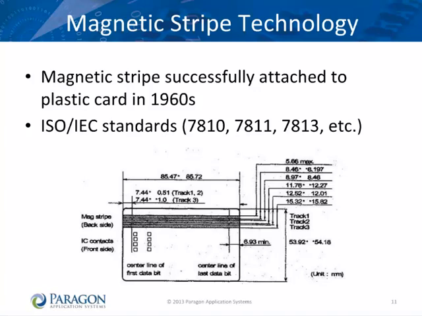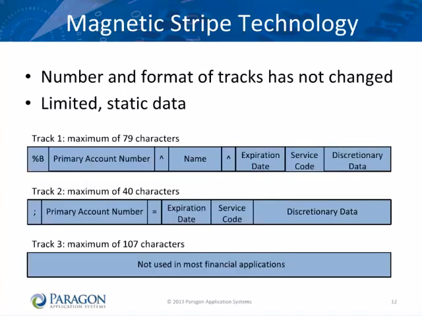Today, the embossing on the card is really only needed when the magnetic stripe cannot be read electronically, either because the magnetic stripe is damaged or the retailer does not have a terminal that is capable of reading the magnetic stripe. The format of the track data really has not changed over the past 30 years or so. As you can see, the magnetic stripe holds a limited amount of data and it is static data. This means that once the data is placed on the magnetic stripe, it does not change during the lifespan of the card. Payment devices typically only use the information from track 2.